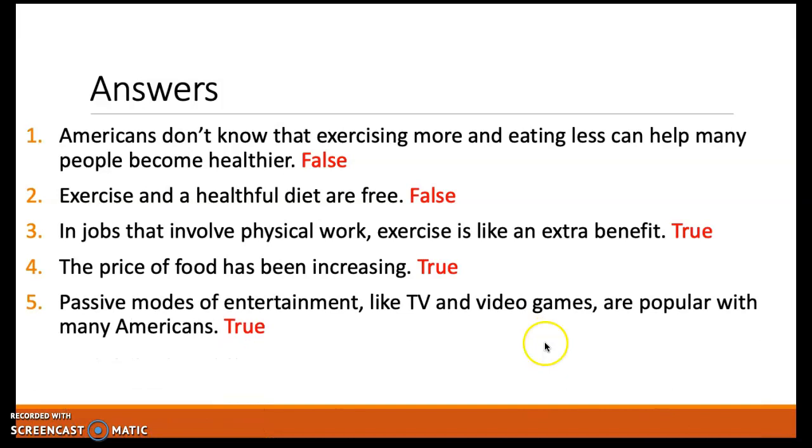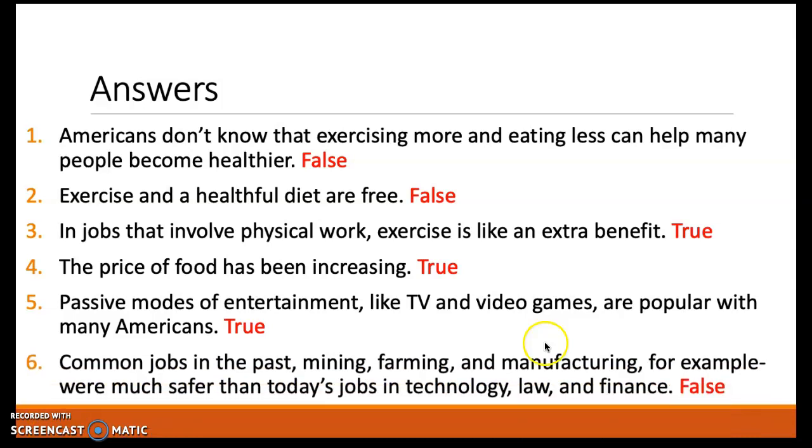Number 5, passive modes of entertainment like TV or video games are popular with Americans. This is true. I'm sure you guys have spent some time watching TV and playing video games over the last few weeks. And number 6, common jobs in the past like mining, farming, and manufacturing were safer than today's jobs in technology, law, and finance. That is false. Jobs today, desk jobs, working in tech, working in law, or finance, are physically safer than jobs like mining, farming, and manufacturing.